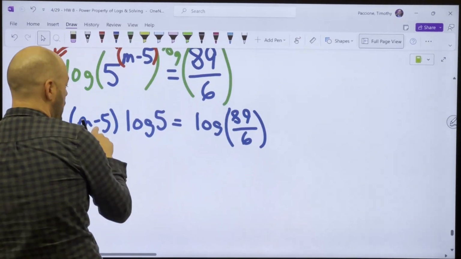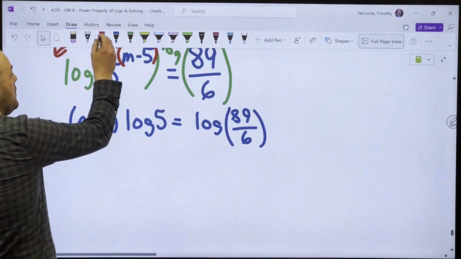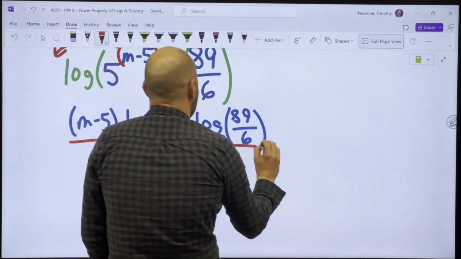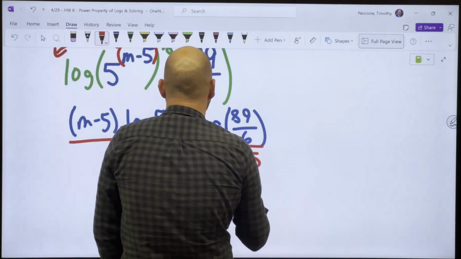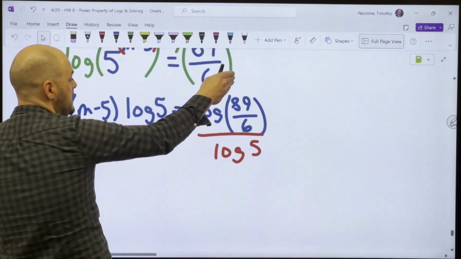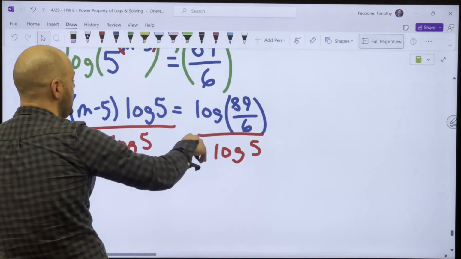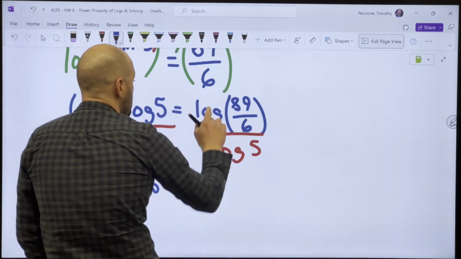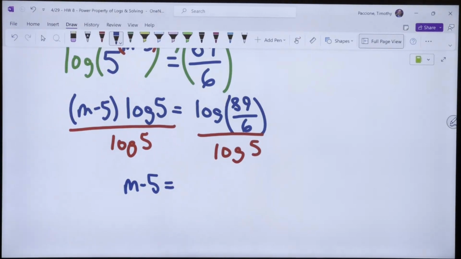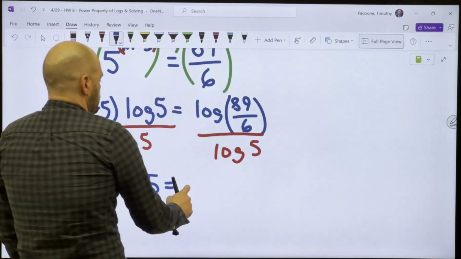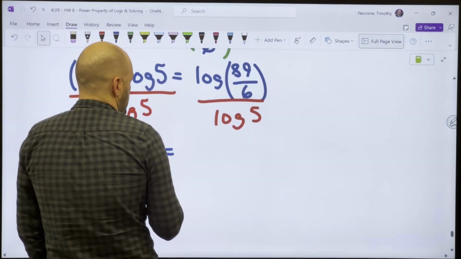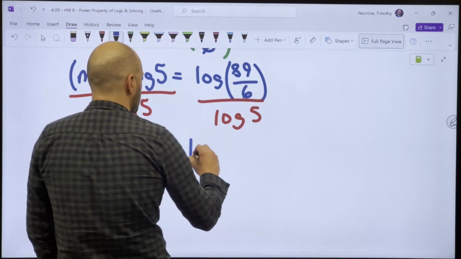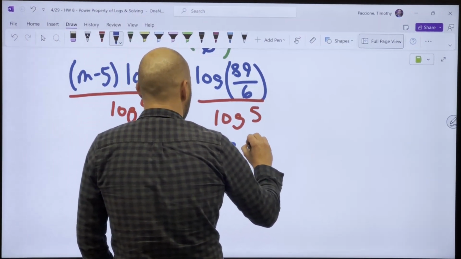right? Now, I want to get m minus 5 by itself, so I divide by log of 5 on both sides. And this will be a little bit to put in your calculator, but log of, parentheses, 89 divided by 6, parentheses, divided by log of 5 gives you m minus 5 equals, now I'm ready for a decimal. 1.675. Okay?